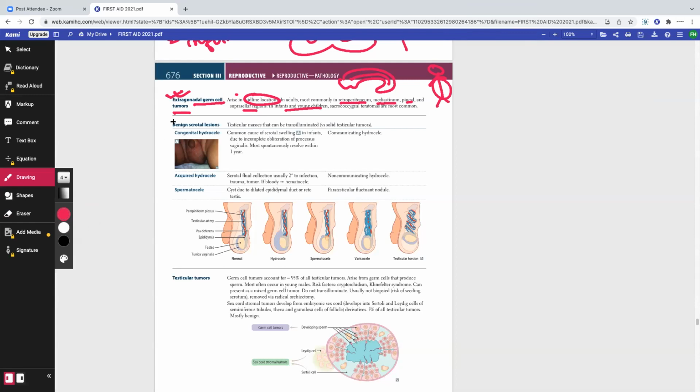Now let's talk about benign lesions of the scrotum, and then we'll talk about malignant lesions. When we say benign scrotal lesions, the number one lesion I want you guys to understand is hydrocele. Hydrocele is accumulation of the fluid due to incomplete obliteration of the processus vaginalis. What is processus vaginalis? Processus vaginalis is a fold of peritoneum that lines the scrotum, and over time it should obliterate. If this fold of peritoneum does not obliterate, can we have accumulation of the peritoneal fluid in the scrotal sac? Yes or no? The answer is yes.